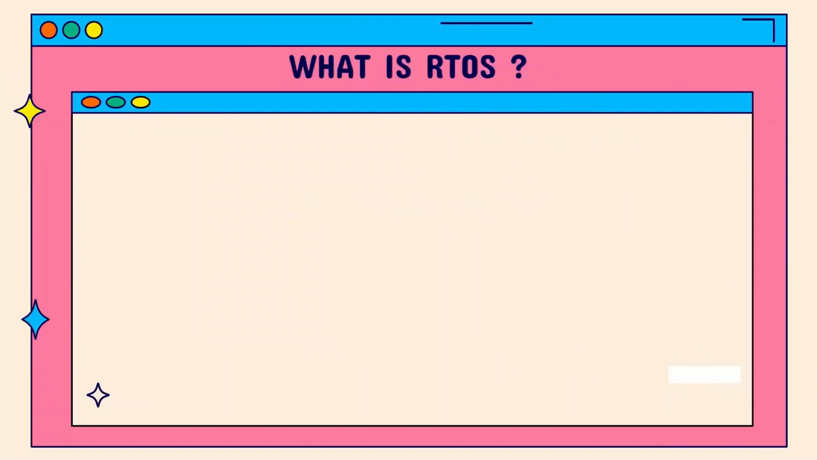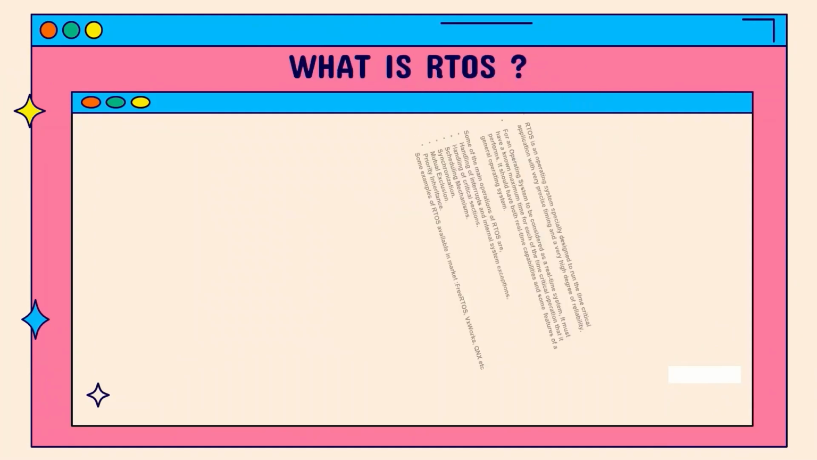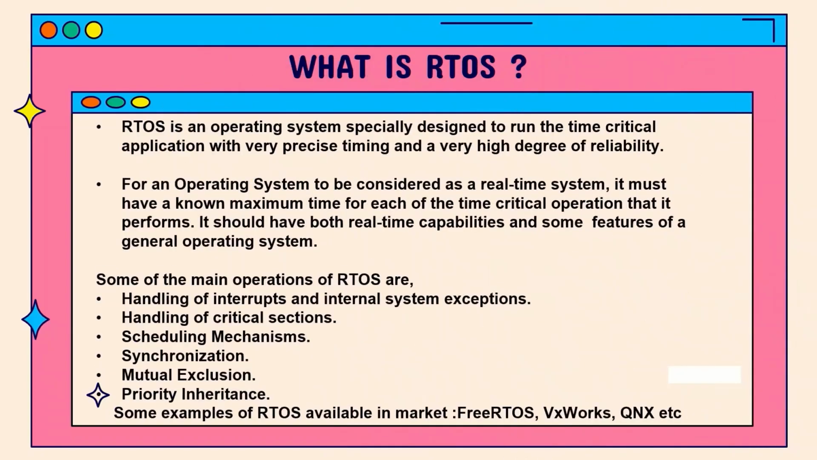So to formally get into what an RTOS is: an RTOS is an operating system specially designed to run time-critical applications with very precise timing and a very high degree of reliability. For an operating system to be considered a real-time system, it must have a known maximum time for each of the time-critical operations or processes that it performs. It should have both real-time capabilities and some features of a general-purpose operating system too.